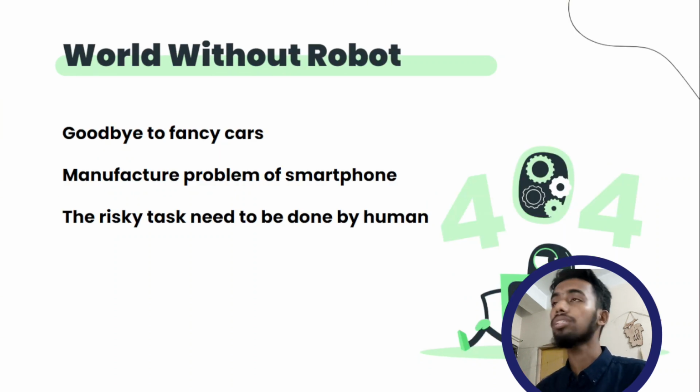So now we'll see how the world would look without robots, because we are using robots in our day-to-day life, but how would the world look if we didn't have any robots? So we need to say goodbye to the fancy cars. We cannot build fancy cars because there are so many risky tasks to be done, and these tasks are done by robots. But if we don't have robots, we couldn't do this. And the risky tasks at the industrial level, working with automobiles or maybe with chemicals, are currently done using robots, but if they were to be done by humans, they would carry different health hazards and risks as well.